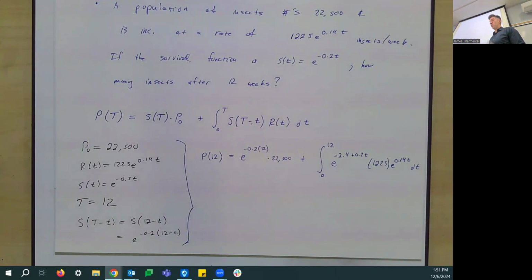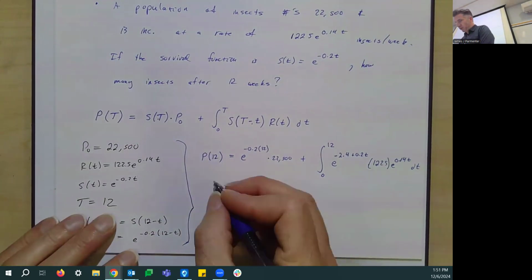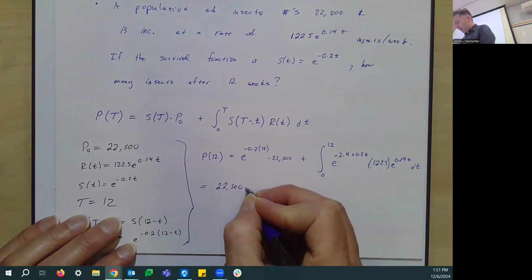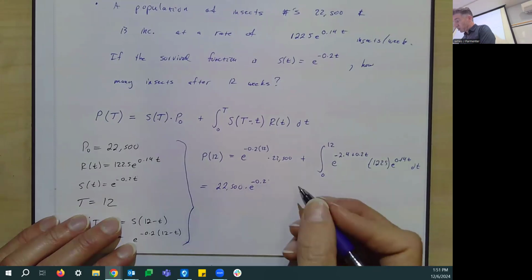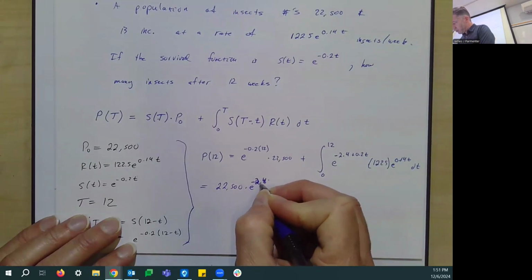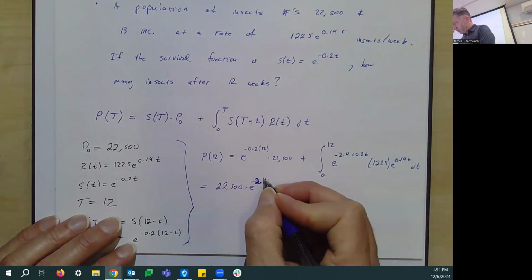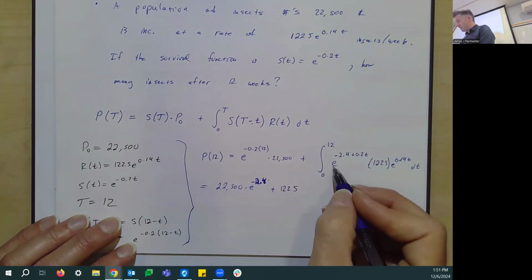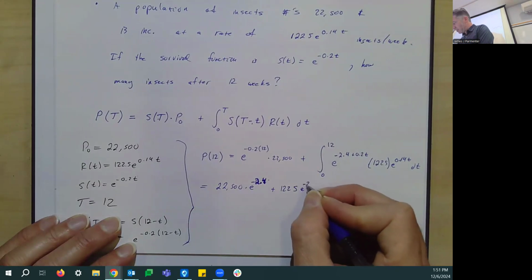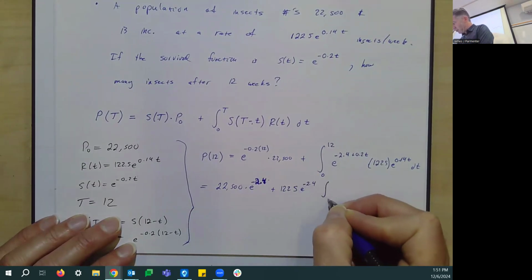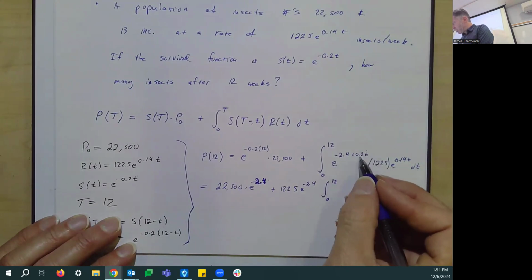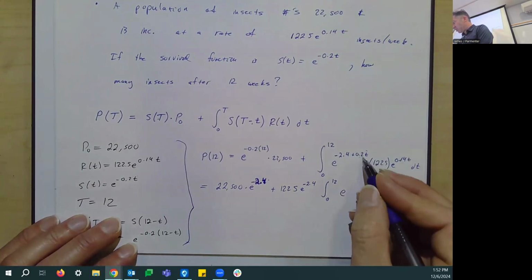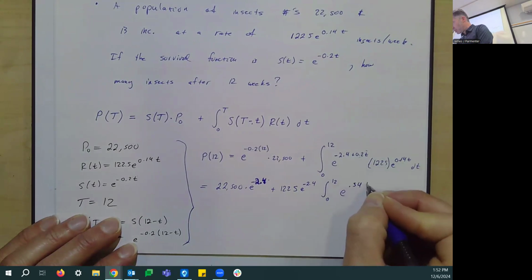The rest of this is just doing the math. Let's simplify it a little bit. I would write this as 22,500 times e to the negative 2.4, apologies, 12 times 0.2 is 2.4. Then let's bring out the 1,225, and also the e to the negative 2.4, which is also a constant. We're left with the integral from 0 to 12 of e to the 0.2t times e to the 0.14t, and we can add those powers together: 0.2 plus 0.14 is 0.34t.